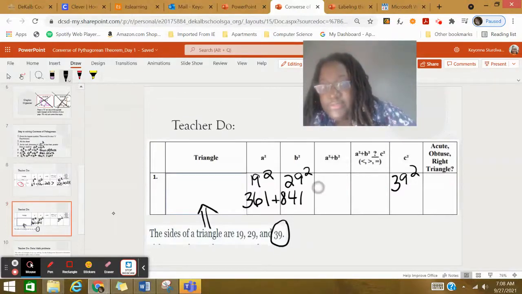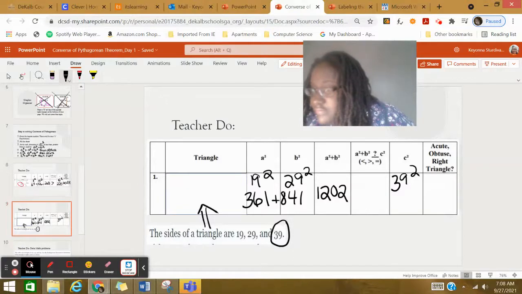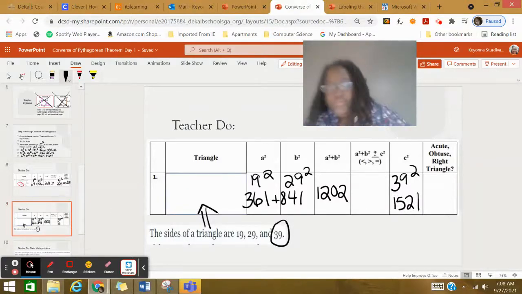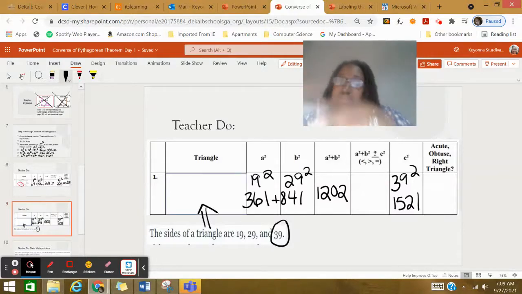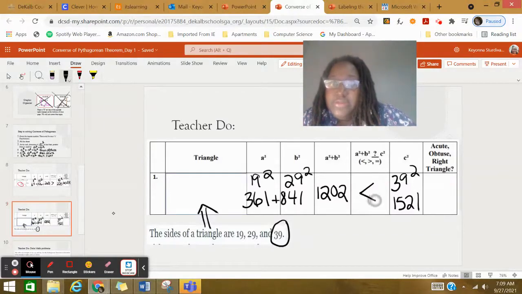It gave me 1,202. All right. Then I need to do 39 squared, which gave me 1,521. Okay. So again, I need to figure out which one is larger. We have 1,202 and then we got 1,521. In this case, 1,521 is greater than 1,202. Remember, we're reading this from the right hand side. So c squared is greater than a squared plus b squared. So in this case, this one is obtuse.